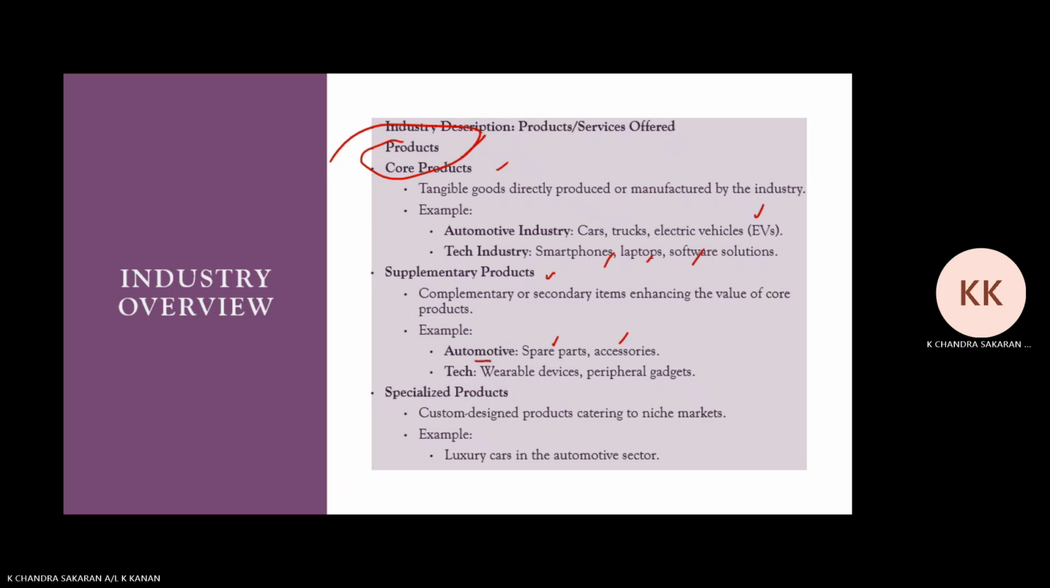Specialized products, for example luxury cars. That's very specialized. This is for the niche market. You know niche market? Niche market means only a certain group of people will buy, a small group, very rich people will buy this product. That is called the niche market, not the mass market. Some products are for the mass market. Mass market means big, for everyone.